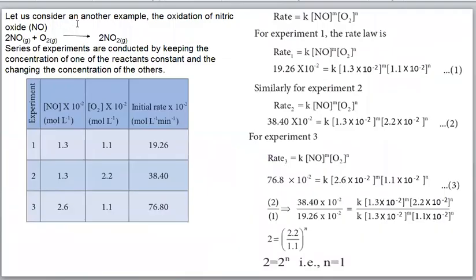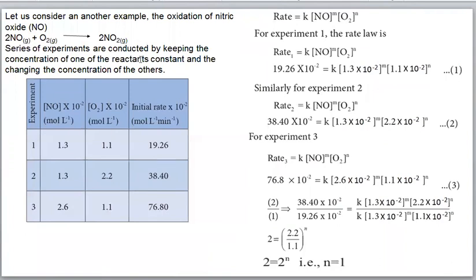Let us consider another example: the oxidation of nitric oxide, NO. You see the equation: 2NO plus O2 gives 2NO2. All the reactants and products are in the gaseous state, so this g is written in brackets.